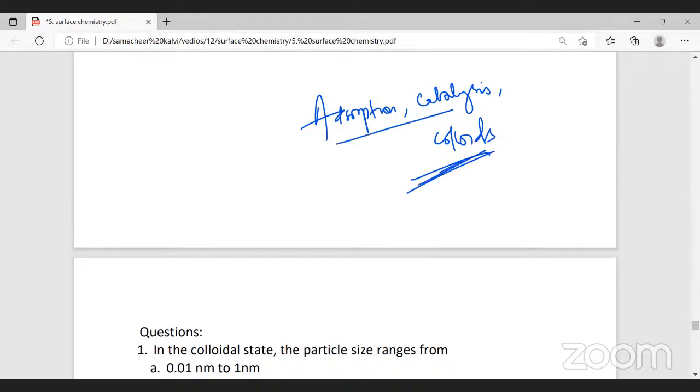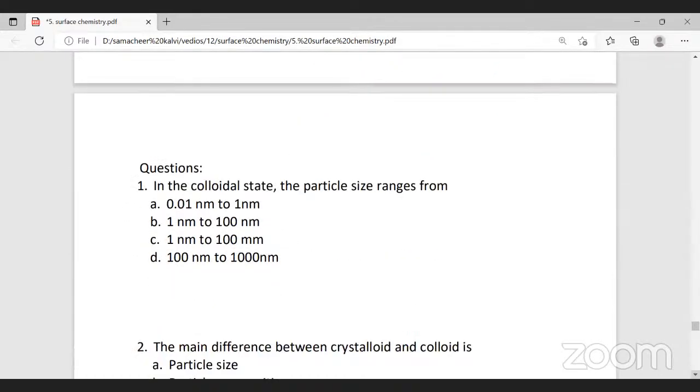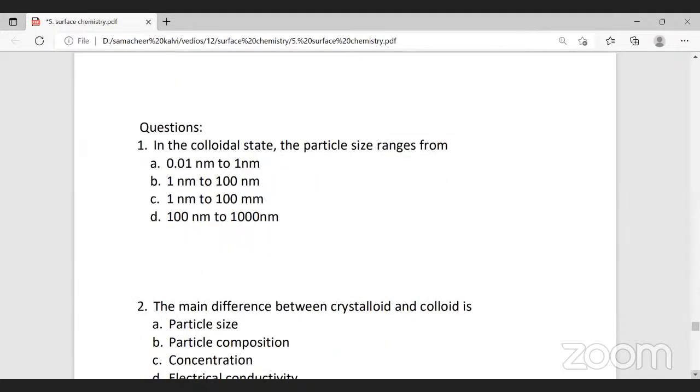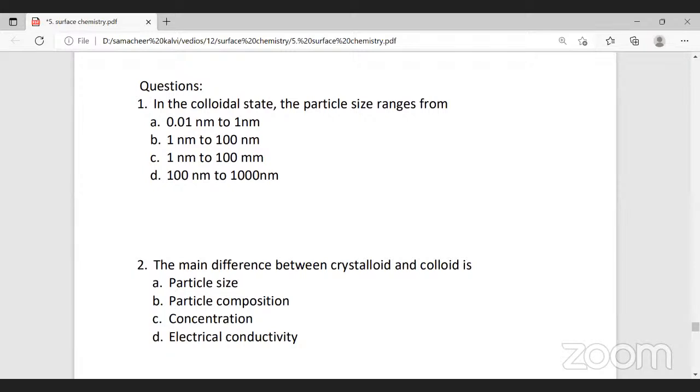Now we'll learn with some of the questions based on colloids. If we learn some of the questions based on colloids, the chapter colloids, surface chemistry, will be done, and then we can go into a new chapter later. A few of the questions we will try to solve. We have a few more minutes. We'll solve some of the questions.